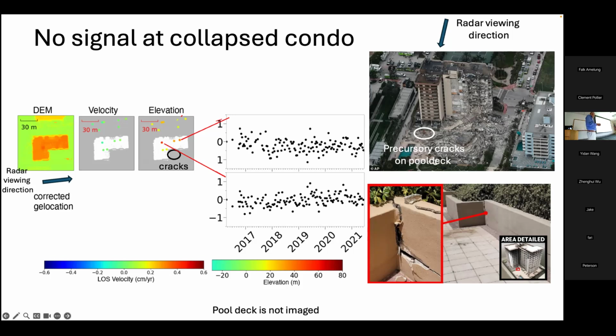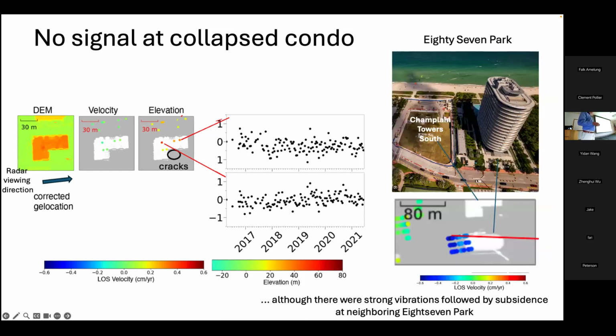There were some precursory cracks observed on the pool deck, and this is an area where, if there are cracks, if there are ground motions, we should be able to see it as long as we have some persistent scatterers. But the radar is looking from that side, so in the pool deck area we don't have any persistent scatterers, any measurement points.